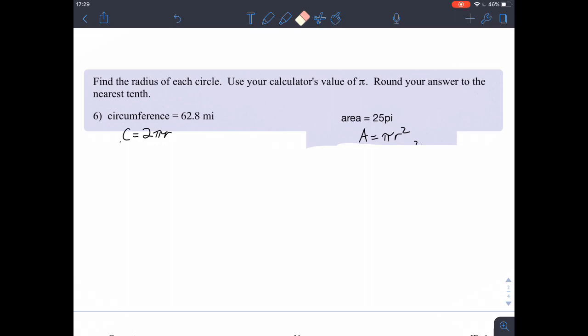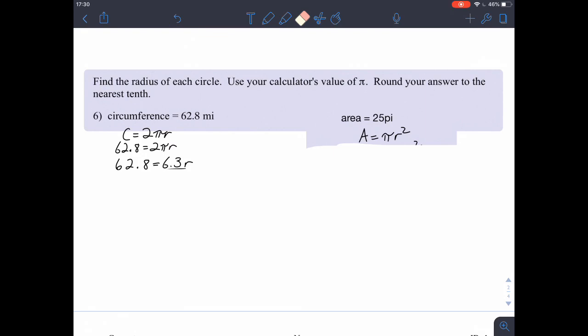So for example, if I have a circumference of 62 and 8/10 miles, first I would write down my equation for circumference. Then I would replace any variables whose value I know. In this case, c would be replaced with 62 and 8/10. Now I can follow those same 5 steps we've been following since the beginning of the module to solve our equations. So I would first combine my like terms by doing 2 times pi.